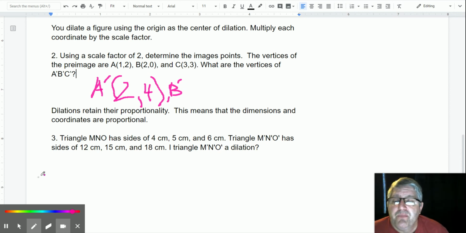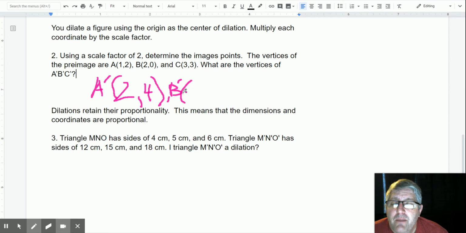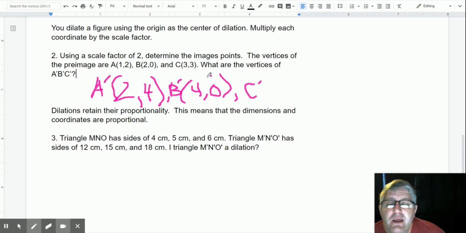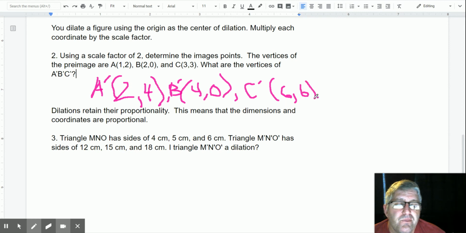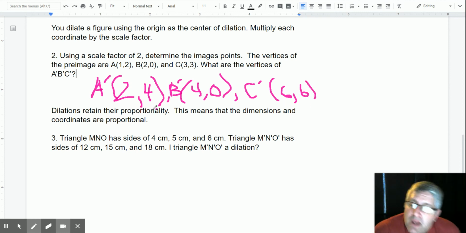So B apostrophe, I was trying that pen again. I'm going to get 2. Well, 2 times 2, my scale factor is 2. So 2 times 2 is 4. And then y is 0. So 2 times 0 is 0. So B is 4 comma 0. And then my last one is C. And I get C is 3, 3. So C apostrophe is 3 times 2 is 6. And 3 times 3 is 9. So there's my coordinates. A apostrophe is 2 comma 4. B apostrophe is 4 comma 0. And C apostrophe is 6 comma 6.